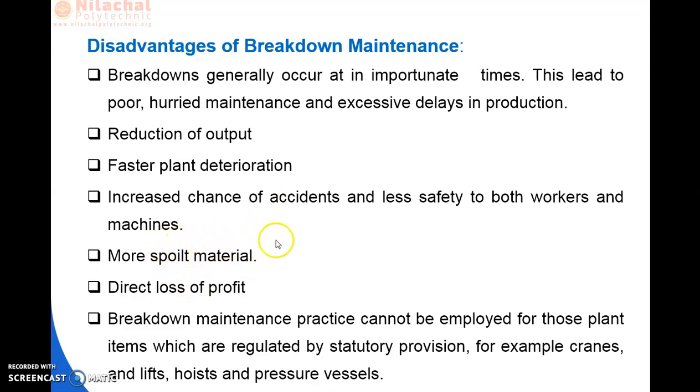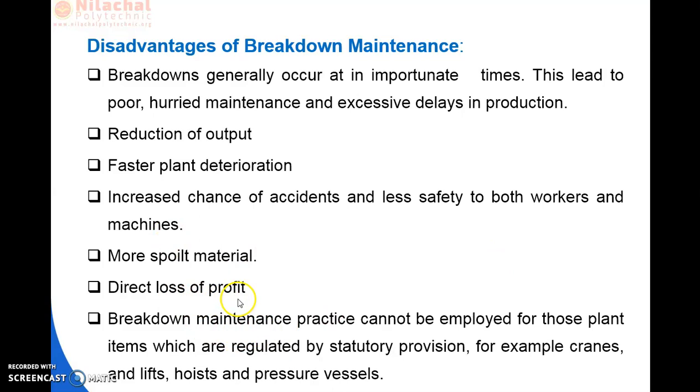Next, there is an increase in the chances of accidents, with less safety for both workers and machineries. Like in the previous video, I showed you that if the centering process is not correctly done, while the cutting tool is moving upon the job, the job may move away from the chuck, which creates a problem and causes an accident.